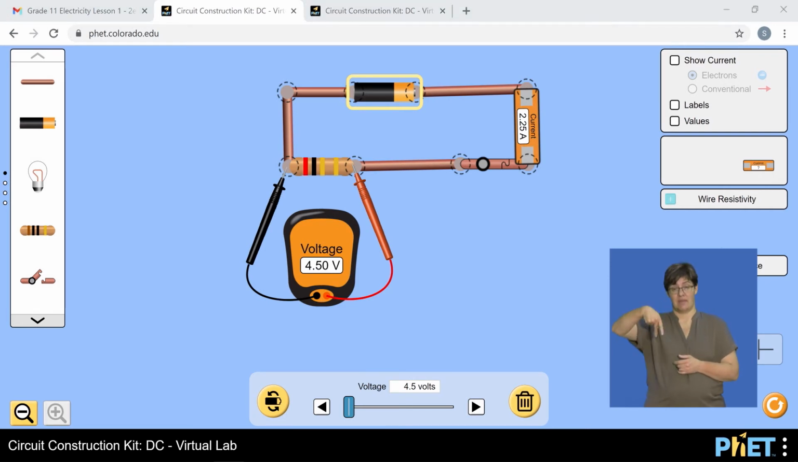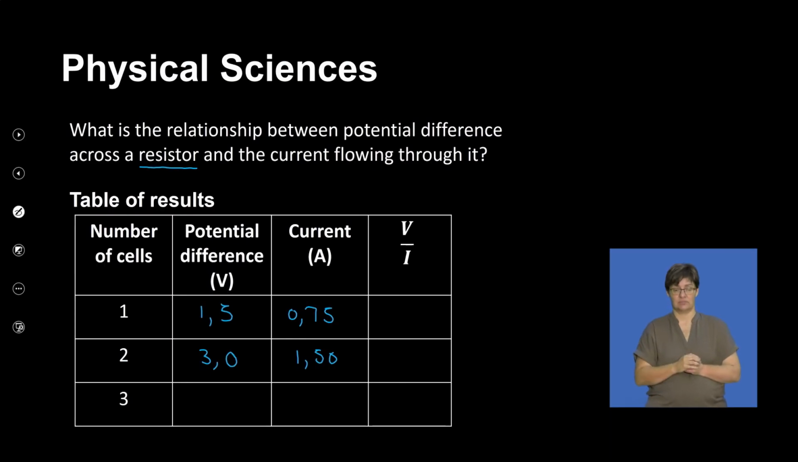Let's populate our table very quickly. So this is 4.5 volts, that's the voltage that was recorded. The corresponding current is 2.25 amperes. Now, there is something that we also need to check here: the ratio of potential difference to current.